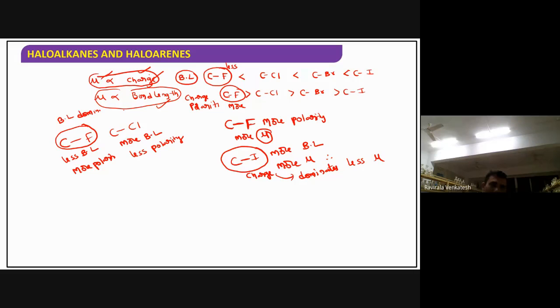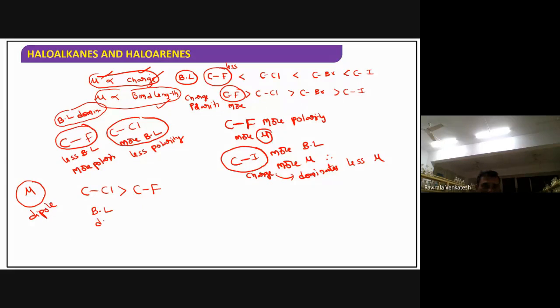Now which is dominating here? Bond length is dominating. When bond length dominates, definitely C-Cl is having more dipole. In order to avoid the confusion, simple thing I will say, with only two statements. First statement: C-Cl is having more dipole moment, this is the dipole moment order. C-Cl is having more than C-F. What is the reason here? The dominating factor is bond length.